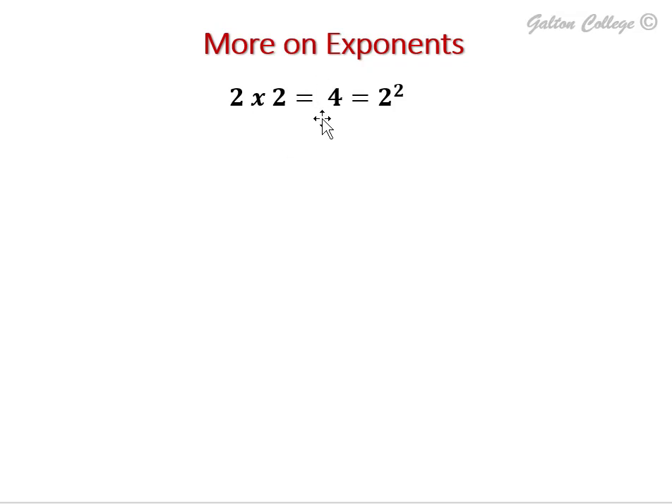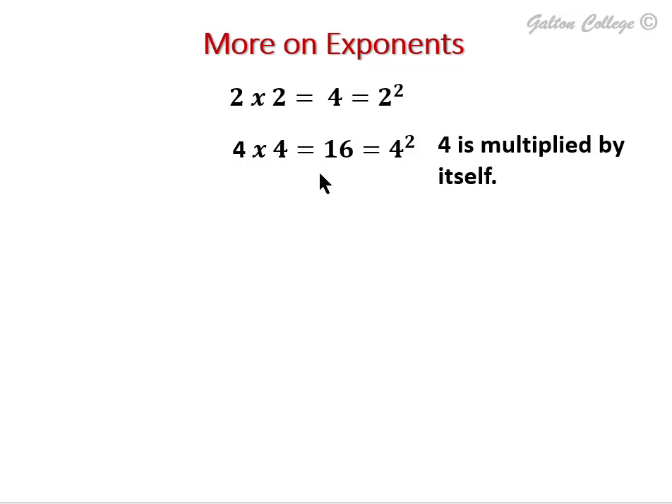Look at this. 2 times 2 equals 4, equals 2 to the power of 2. 4 times 4 equals 16, equals 4 to the power of 2. 4 is multiplied by itself. That's what the squared means. It's 4 times 4. 3 cubed is equal to 3 times 3 times 3. There are 3 of them multiplied. That's 3 3s are 9, 3 9s are 27. So 3 to the power of 3, 3 with the exponent 3, is 27.